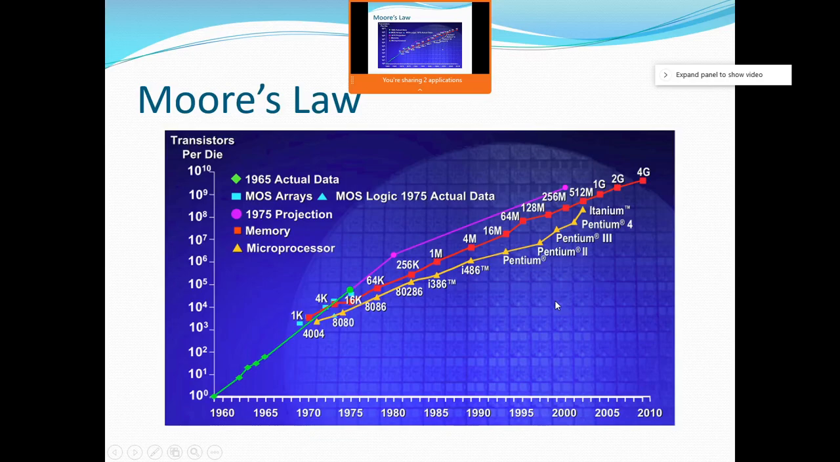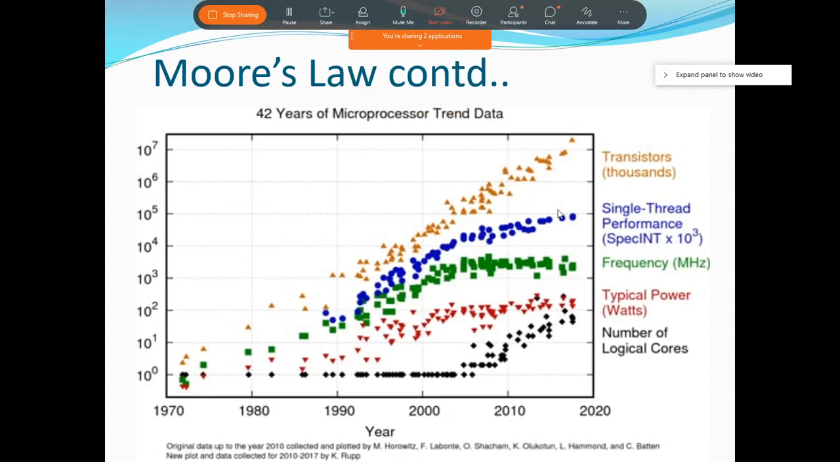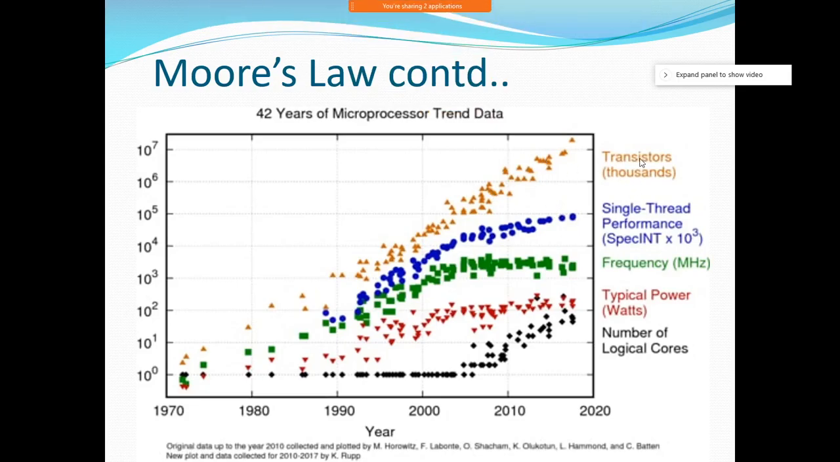Let us move on to the next slide, which is almost similar to the previous one, but here it is much more specific about the number of transistors. You can see the frequency they are talking about, and they are also talking about the typical power dissipation. Can you just imagine the amount of power that is dissipated, Prithvish? Just see what the power is.